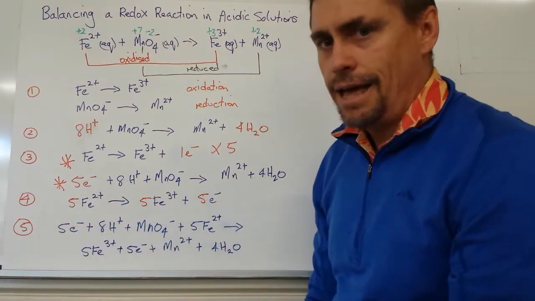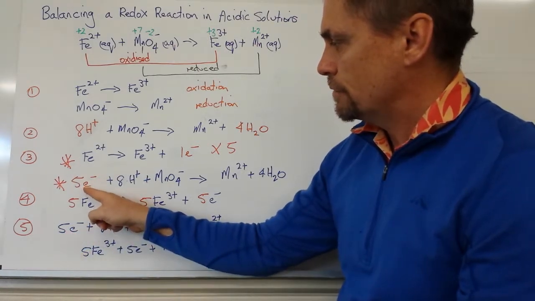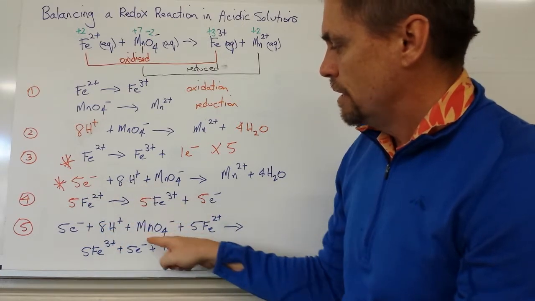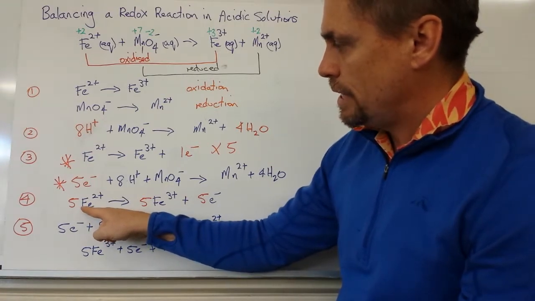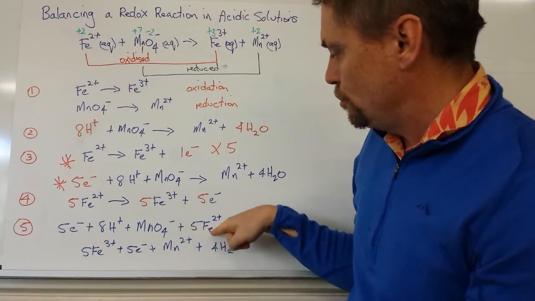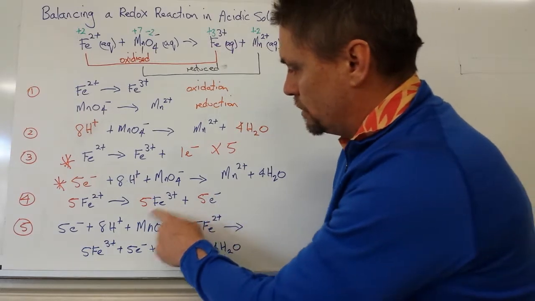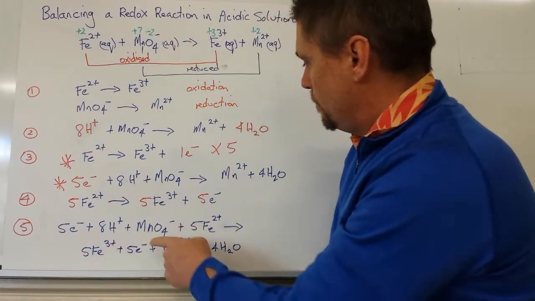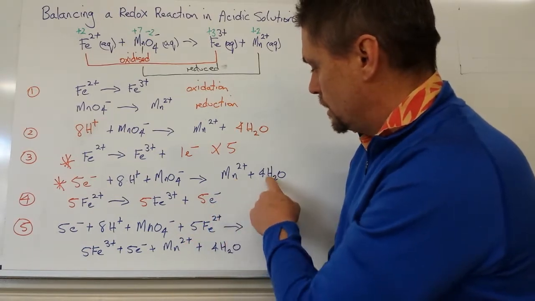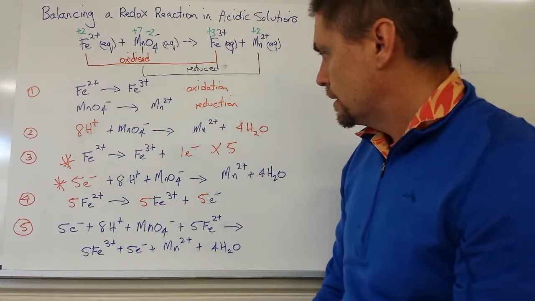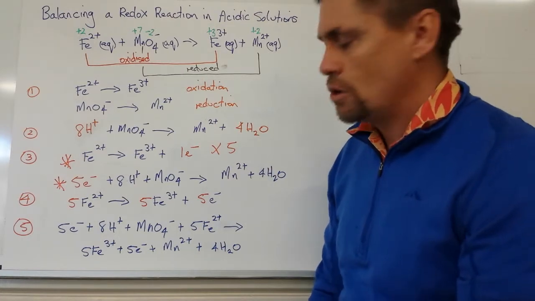We can now go about adding the 2 reactions together. And if we do that, we get 5 electrons from the left-hand side of this reaction, plus 8 hydrogen ions, plus 1 lot of permanganate. We also add in our reactants from the second reaction to give us 5 lots of iron 2+, and this all goes to, for our products, 5 lots of iron 3+ from our second reaction, plus 5 electrons from our second reaction, plus 1 lot of manganese 2+ from our first reaction, plus 4 lots of water from our first reaction as well. And the next step is to cancel out those species that are common to both sides.